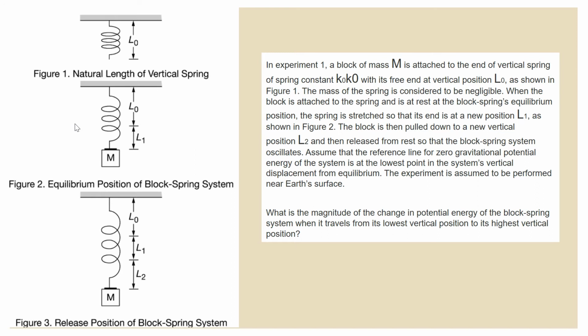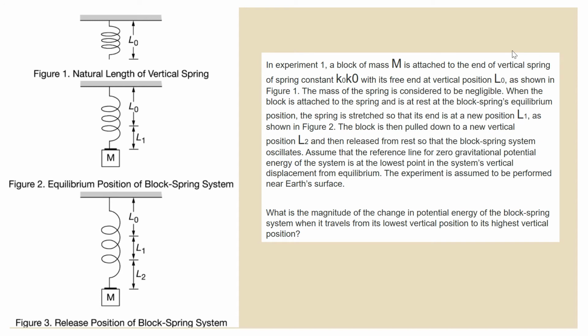It says here in experiment 1, a block of mass m is attached to the end of a vertical spring of spring constant k naught. I don't know why that's printed there twice. I guess it got reformatted when I copied it. With its free end at vertical position L naught as shown in figure 1. Now that's already a bad question the way I see it, because they're talking about this as being a position, and then they're giving it the symbol of length. And length and position are not quite the same thing.